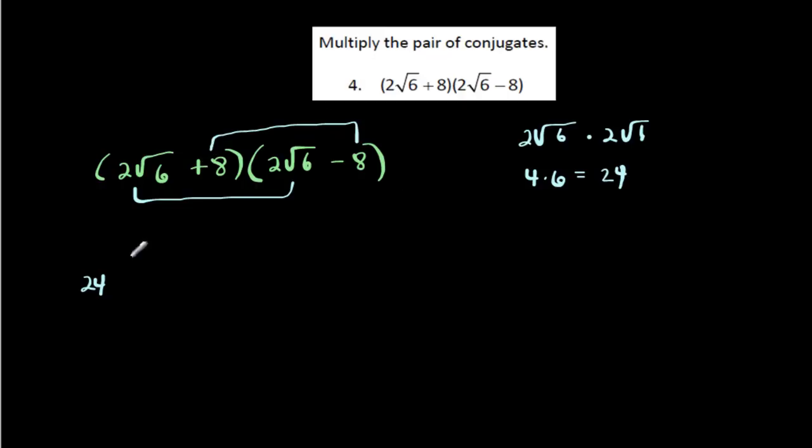Then we have a positive 8 times a negative 8. That's a negative 64. So we have negative 40 as an answer.